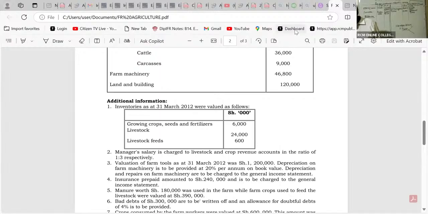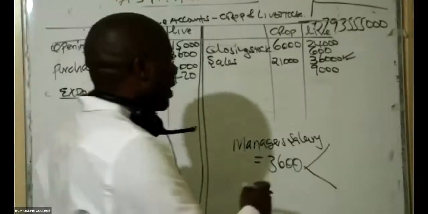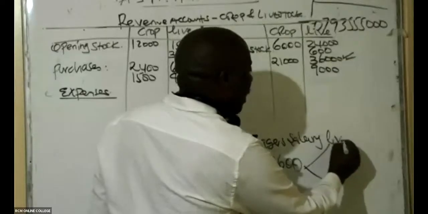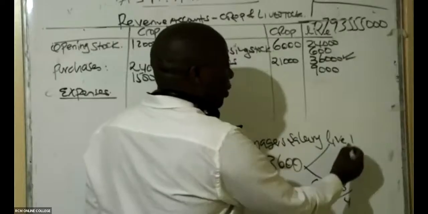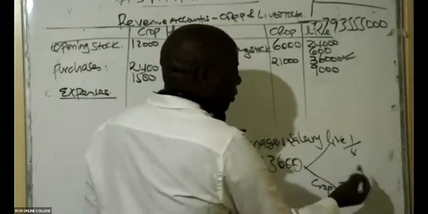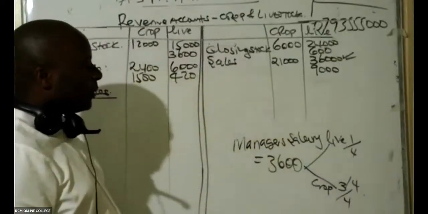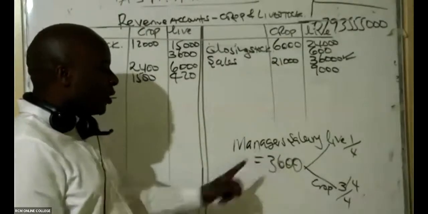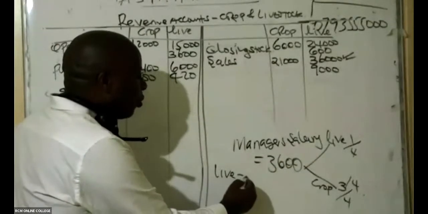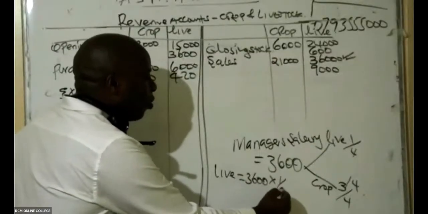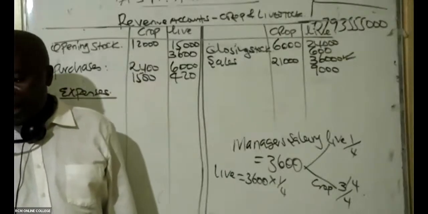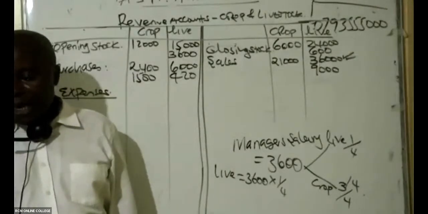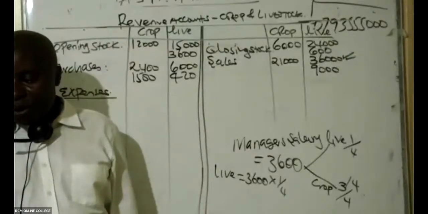So we have here 1:3, 1 for livestock and 3 for crop. So these are 4 portions. This will be a quarter, and this will be 3 quarters. Can somebody give me 3,600 times a quarter? Livestock will be 3,600 times a quarter, which gives me 9.